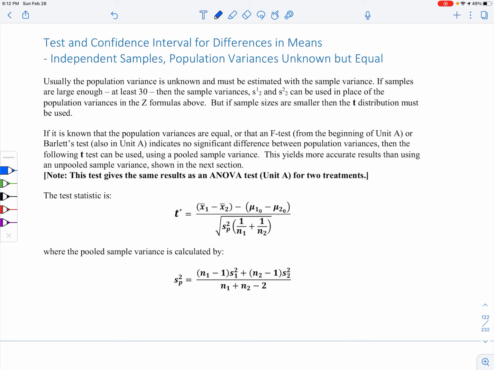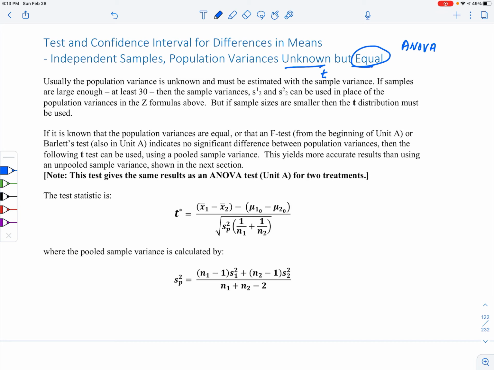So in this particular one, we're talking about tests and confidence intervals for the difference of means, independent samples, which is basically given in almost all of them. Population variances are unknown, so that means that we're talking about a t-distribution, but the variances are equal. Now, here's the thing to note about this, is that this comes out to be the same in terms of results as if you were to do this as an ANOVA.